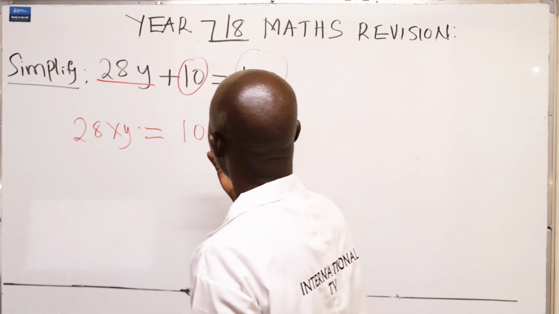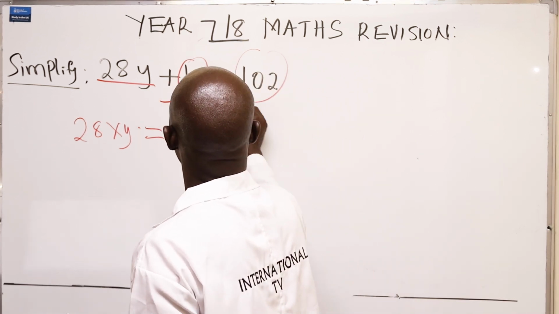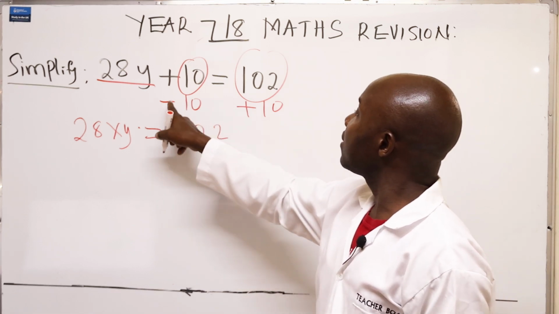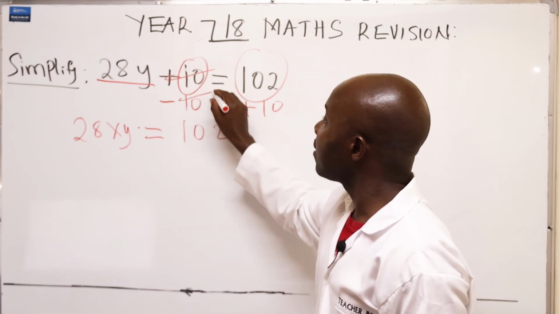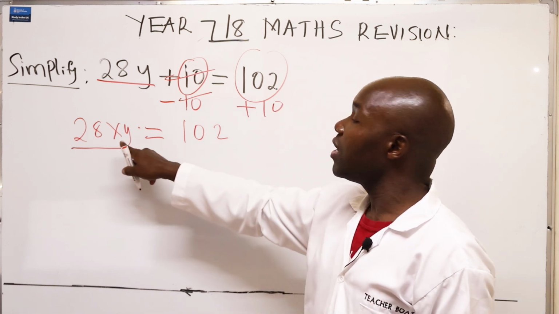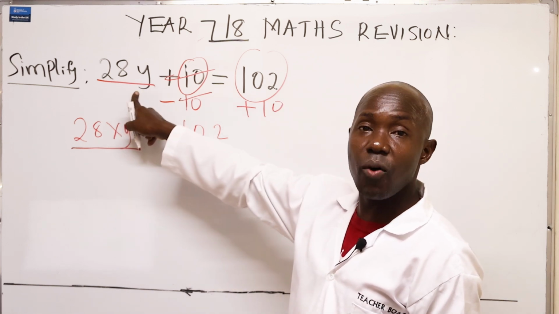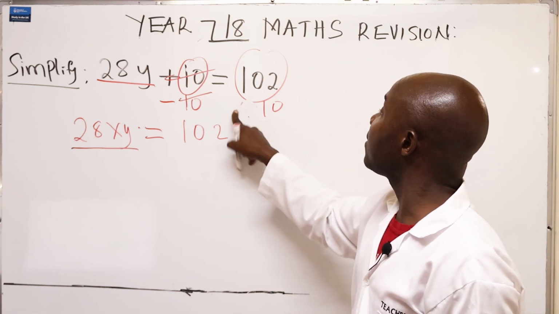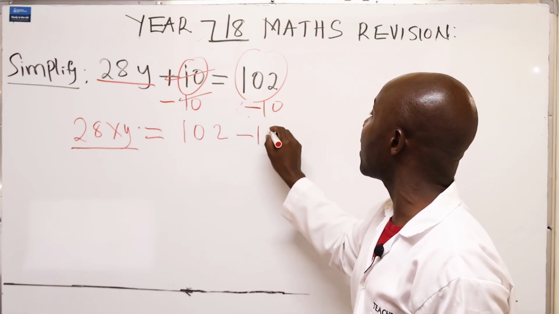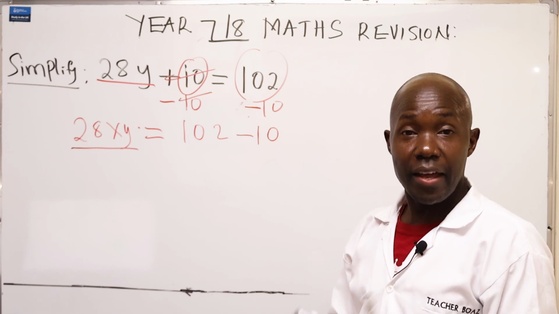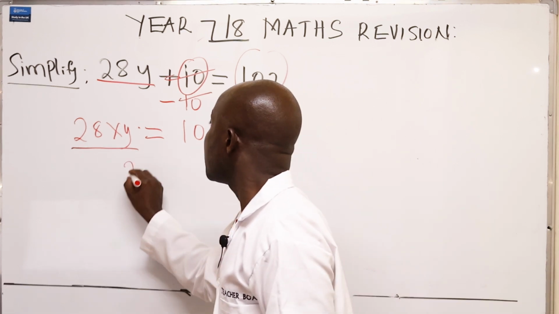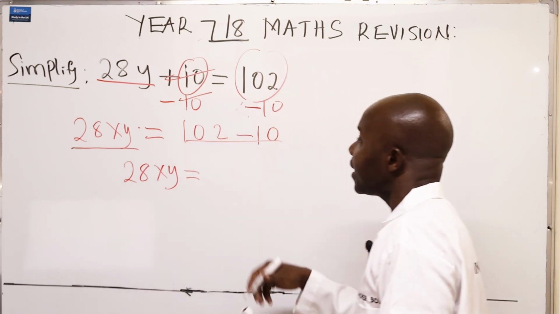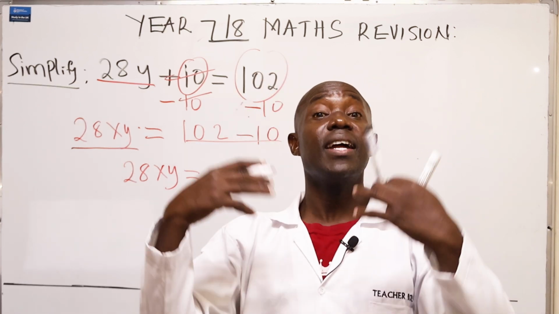So what am I supposed to do? I will write negative 10 and I write positive 10 this side. So it means this 10 minus 10 will cancel. So this side we are only going to remain with 28 times y, which is 28y. So remember 102, and since I was doing subtractive inverse on both sides, I will minus 10. Then what is the next step? I will have my 28 times y equal to 102 minus 10, which is 92.